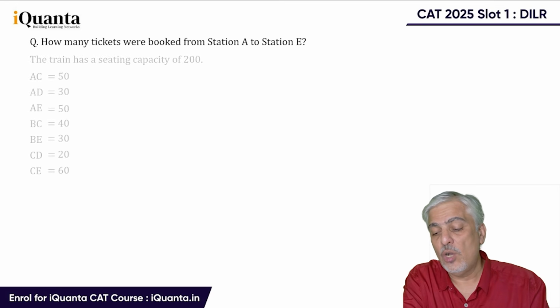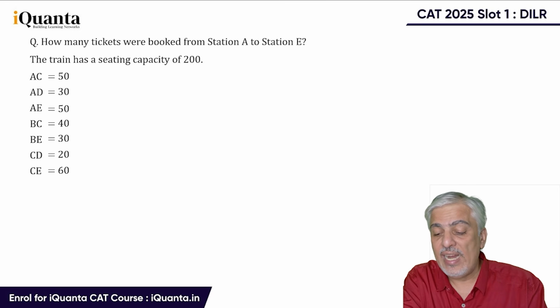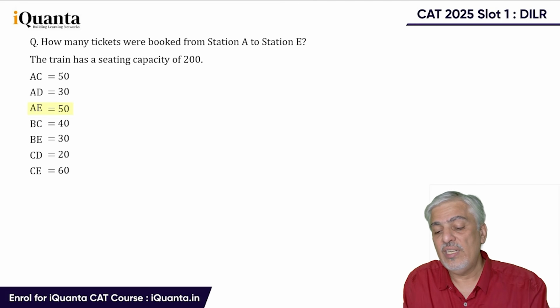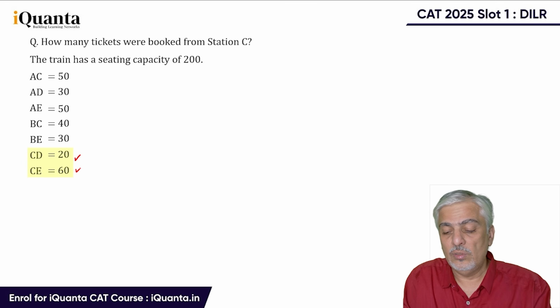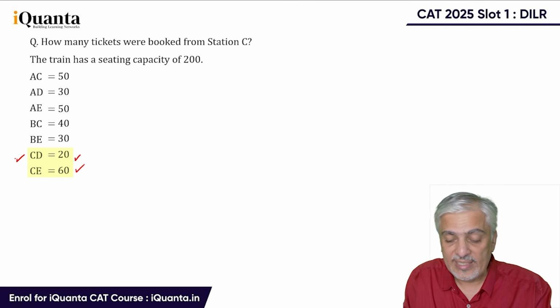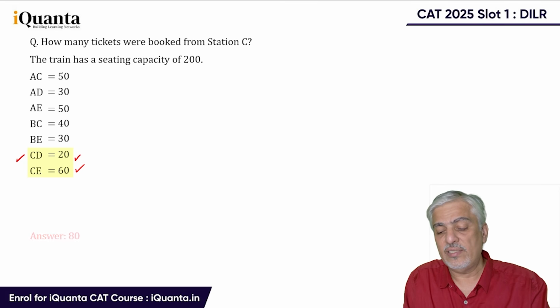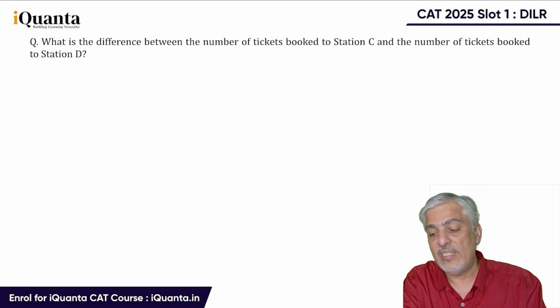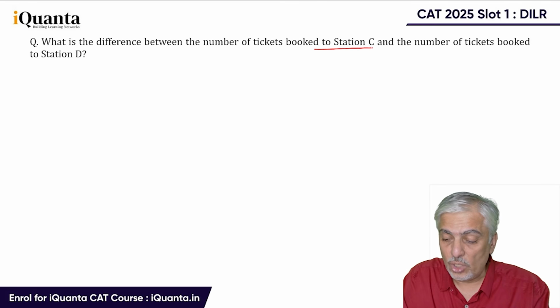Let's see the next questions. How many tickets were booked from station A to E? A to E we already have tickets booked for 50. This also we got pretty early in the start, and hence the answer is 50. So 2 questions were straightforward. Third one, how many tickets were booked from C? Starting from C, we have only these two, CD and CE, that is 20 plus 60, 80. Yes, 20 we got right at the end, but that's how you could get stuff. Answer is 80.